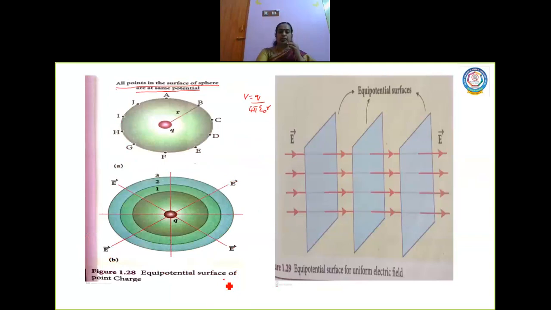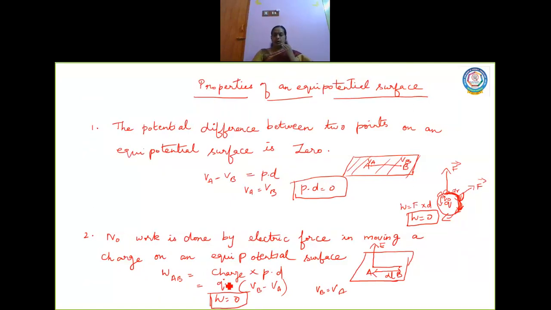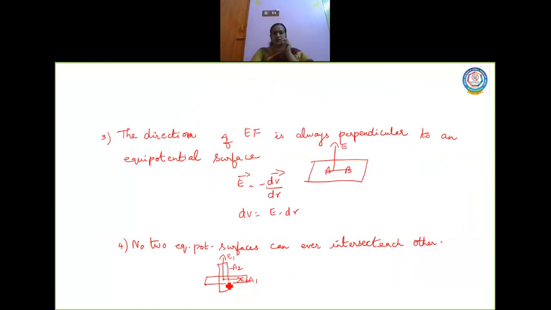So let us come back once again. What are equipotential surfaces? Points on a surface which are at the same potential form an equipotential surface. The properties: first, the potential difference between two points on an equipotential surface is zero. Second, no work is done by the electric force in moving a charge on an equipotential surface. Third, the direction of electric field is always perpendicular to an equipotential surface. And fourth, no two equipotential surfaces can ever intersect each other.